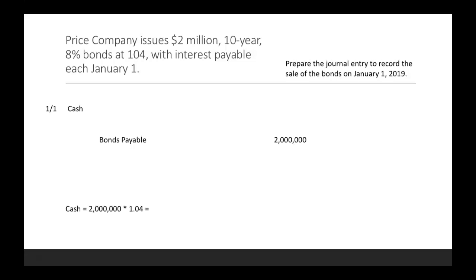Cash, we'll take our $2 million times 1.04, the 104%, and we end up with a cash amount of $2,080,000. So we'll debit our cash for that amount. So we still need to credit an additional $80,000. And since we are issuing these bonds at a premium, we will credit premium on bonds payable.